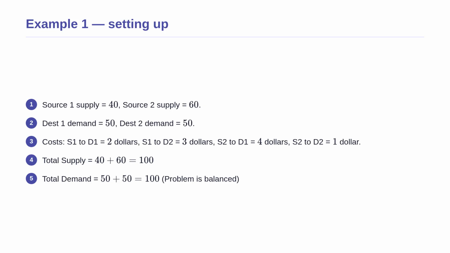Our first step is always to check for balance. We add the supply from both factories, giving us 100 units. We then add the demand from both warehouses, which also equals 100 units. Because the total supply exactly matches the total demand, this is a perfectly balanced problem, and we do not need to add any dummy entities.